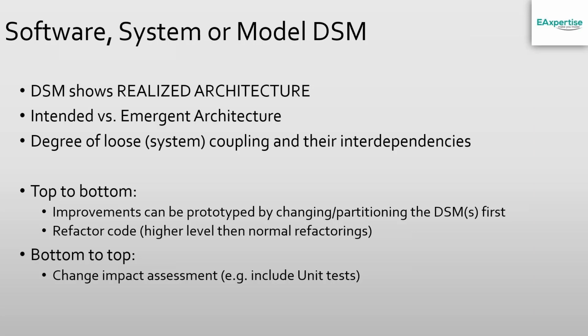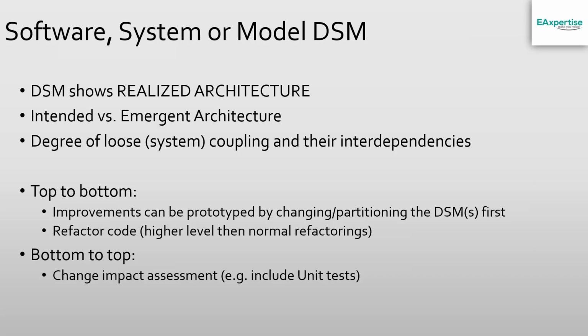And what you will find is the degree of loosely coupled systems and their interdependencies. So if you look from top to bottom, it can provide you a way to help improve your model or your code. It can help you to refactor code, because you get a higher level of visibility of your system application than you can have with normal refactorings. A DSM gives you a higher overview than a model does, because it overlooks your model. And I will show you in a minute how that works.